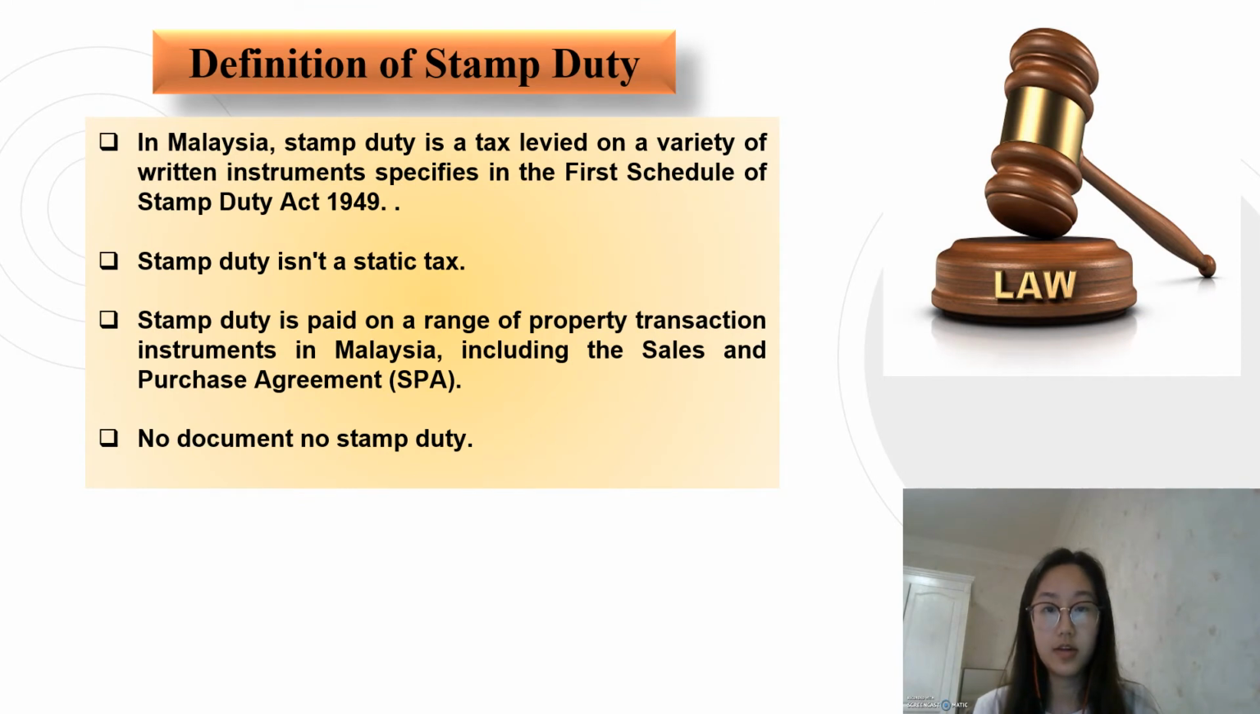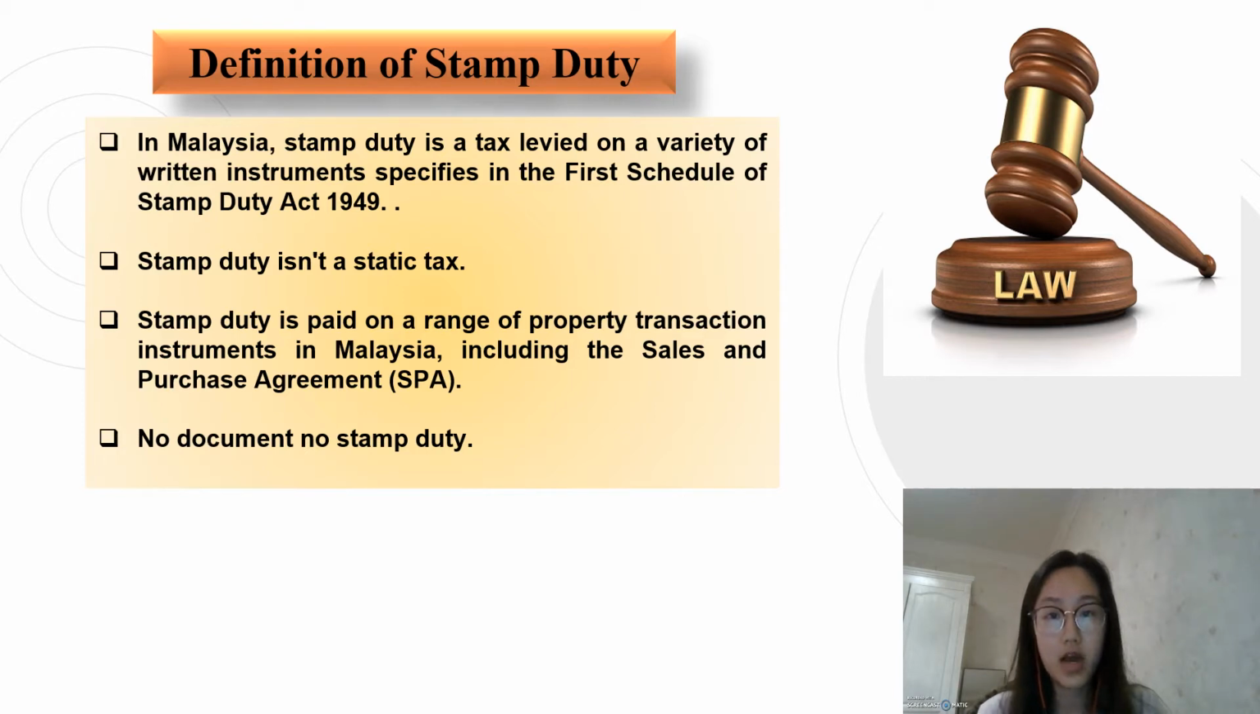Next is the definition of stamp duty. In Malaysia, stamp duty is a tax levied on a variety of written instruments specified in the first schedule of the Stamp Duty Act 1949. In general terms, stamp duty will be imposed on legal, commercial, and financial instruments, and stamp duty isn't a static tax. It changes based on government policy, influenced by market and financial conditions.